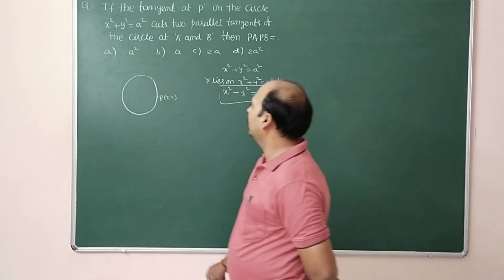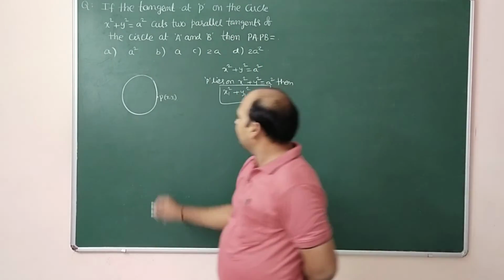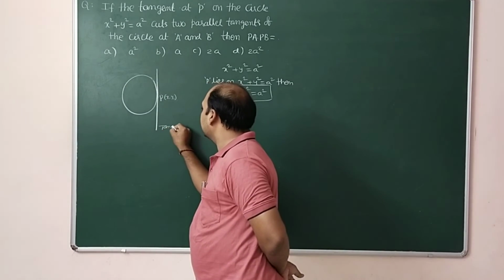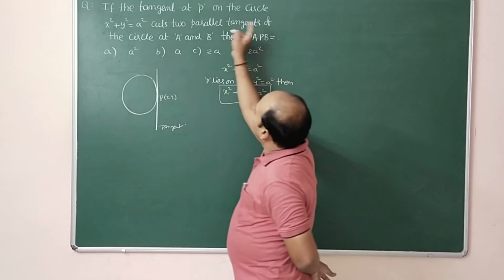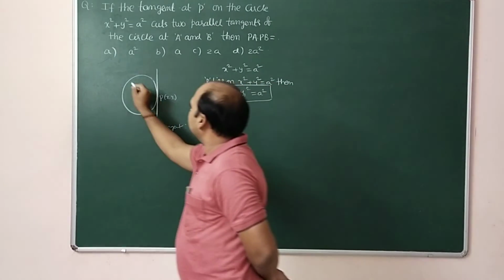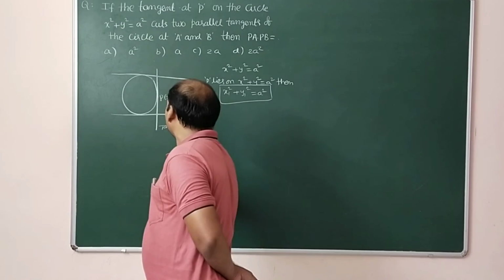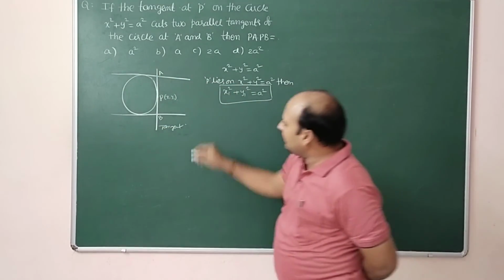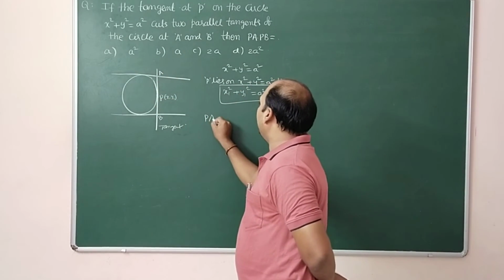After that, the tangent at P on the circle, this is the tangent equation only, no? The tangent at P cuts the two parallel tangents of the circle at A and B. See, this is another tangent to the circle. This is also another tangent to the circle which meets at the points A and B respectively. Then they are asking PA into PB.